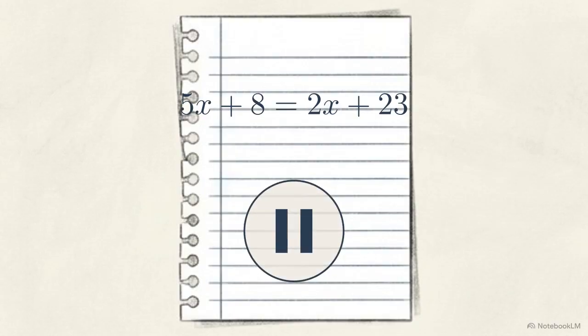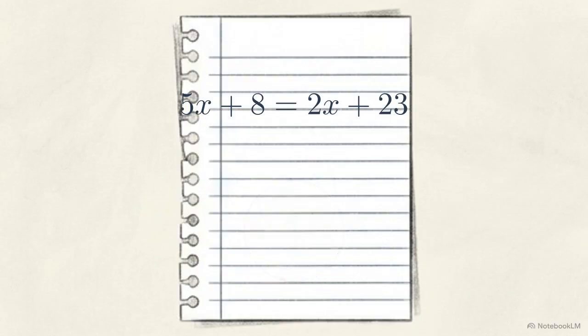Let's apply this. Look at this 3-mark algebra problem. 5x plus 8 equals 2x plus 23. Pause the video and write down the very first mathematical step you would take. Focus on the specific line of ink you believe will trigger that first method mark from the examiner.